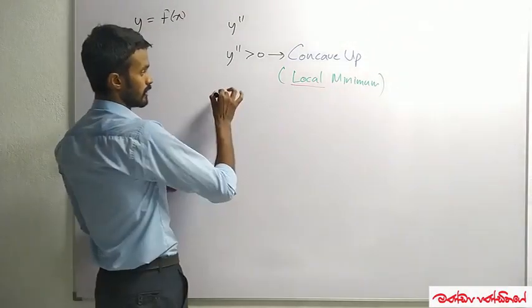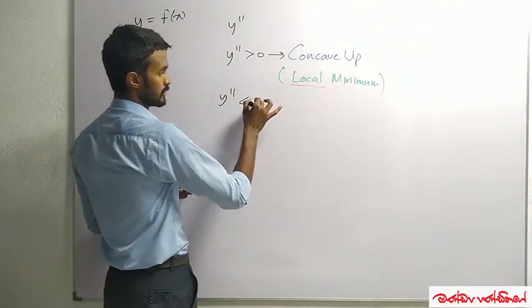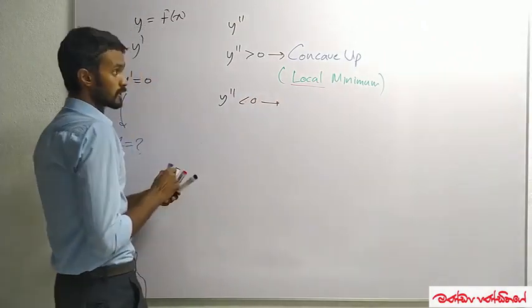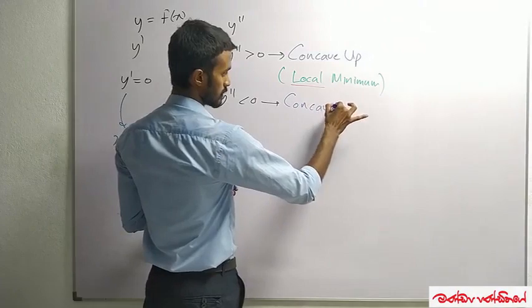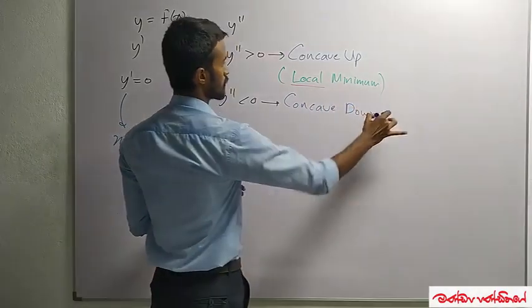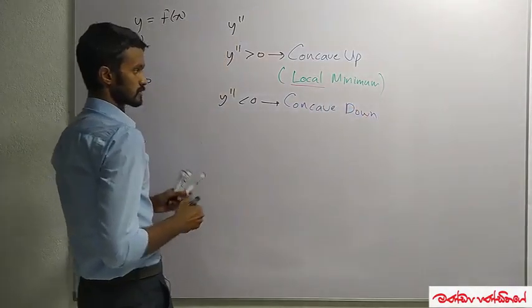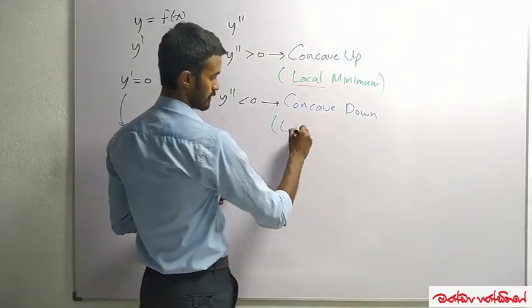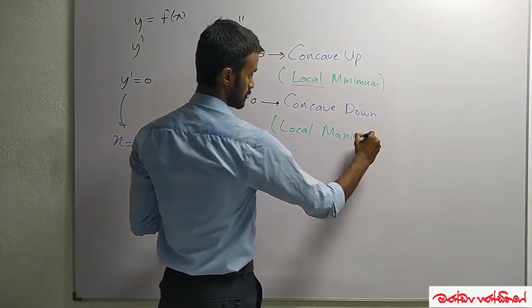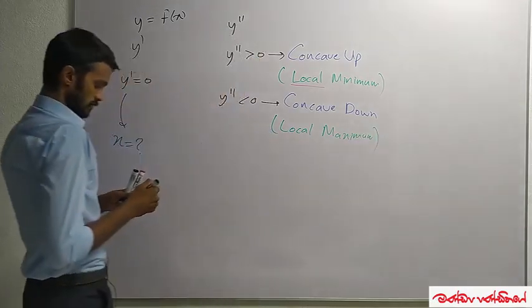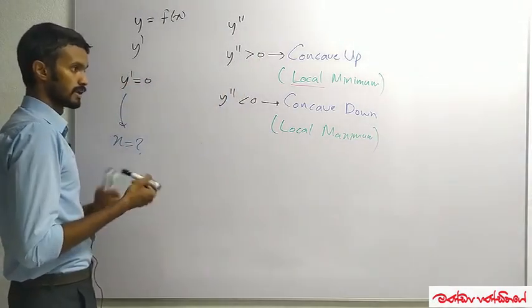And if y double dash is less than 0, the concavity is concave down, which means at that point we get a local maximum. What was the final one? The final one is finding the inflection point.